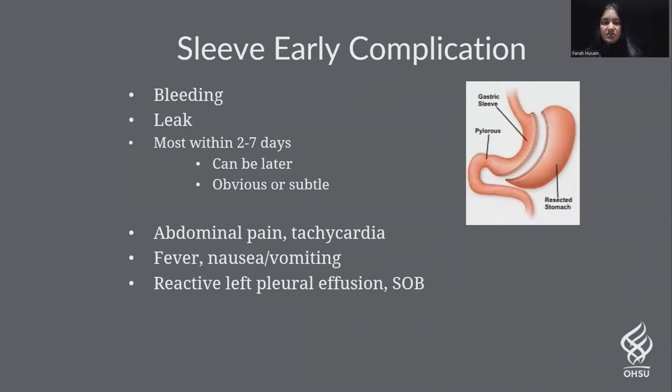Early sleeve complications will include bleeding and leakage. Most of these will occur within the first week or so of surgery. They can be very obvious, or they can be very subtle. And particularly with leaks, they can occur as late as 2 to 3 weeks after surgery. So when the patients have gotten further out, you can't dismiss this completely.